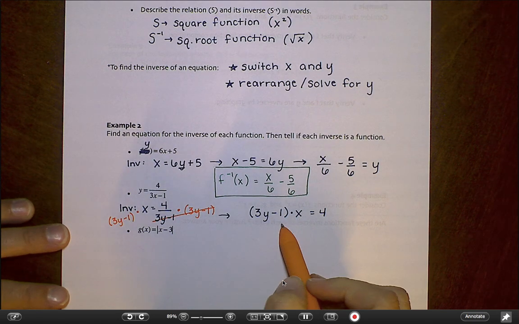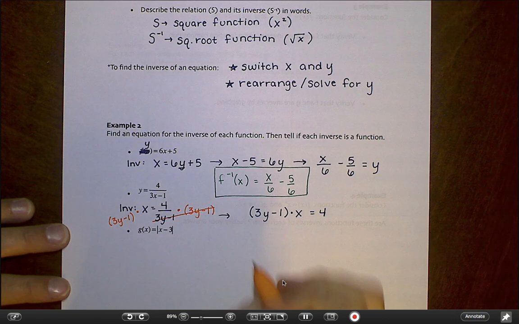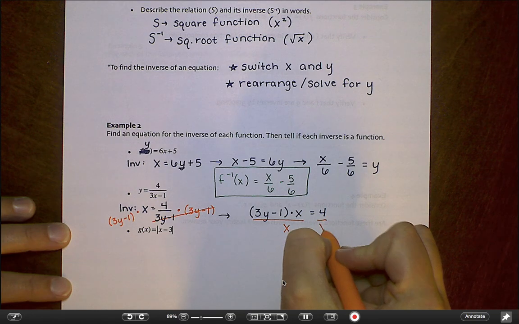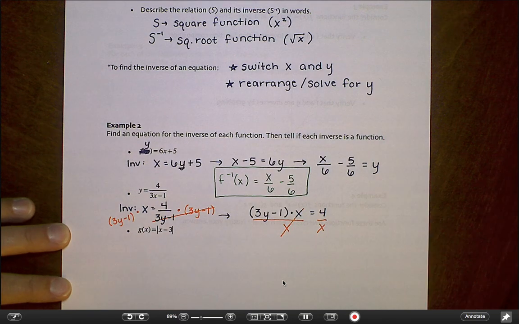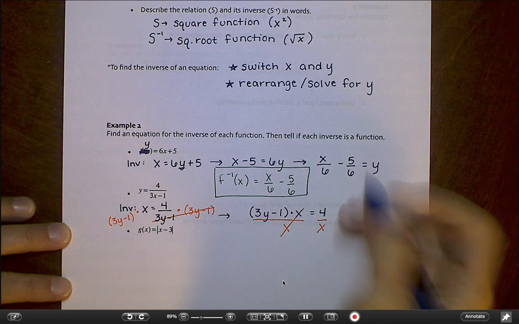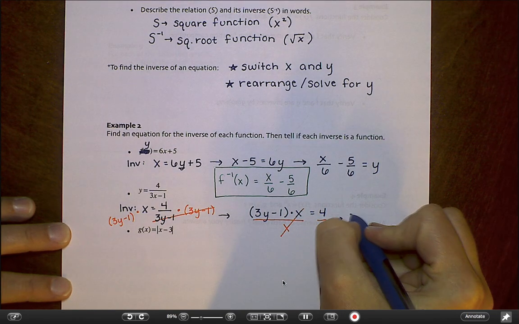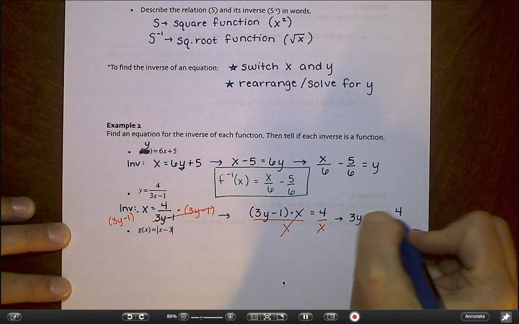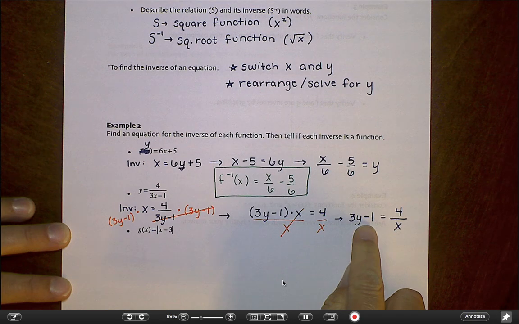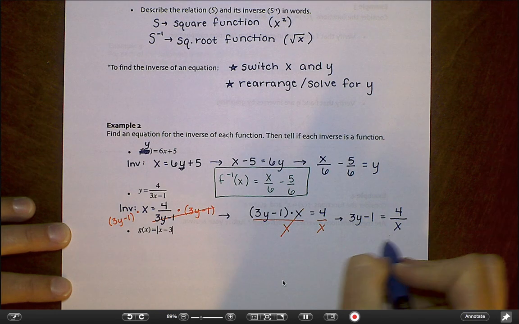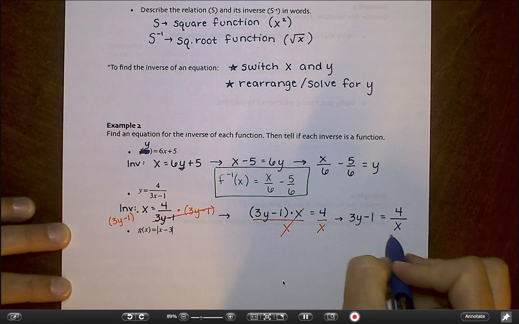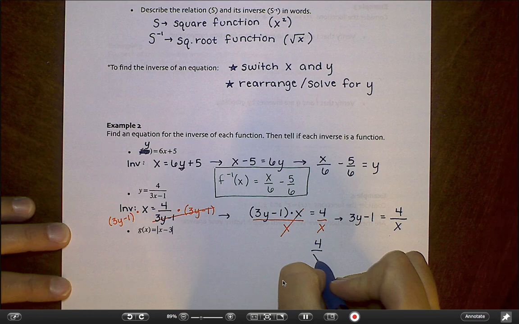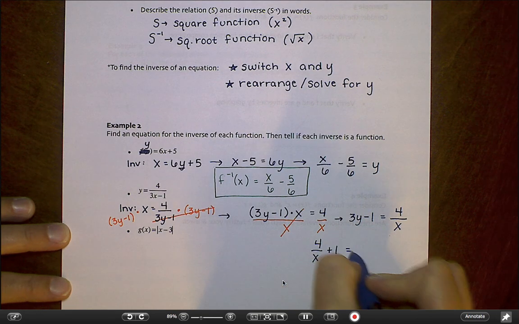Some people might choose to distribute here, but I think that's making more of a mess for us. I think I would rather just divide by x on both sides. Get rid of that. Okay. And so now I have 3y minus 1 equals 4 over x. I'm going to add 1 to the other side. So let's see, I'm just going to keep going down here. So I end up with this 4 over x plus 1 equals 3y.